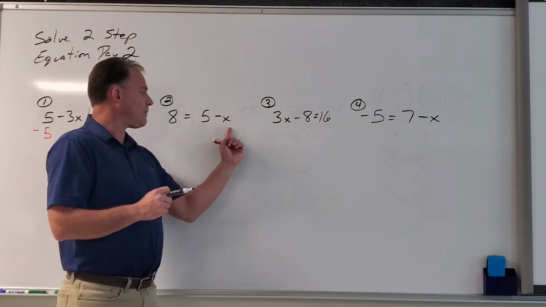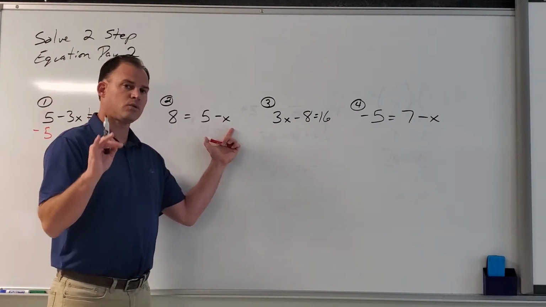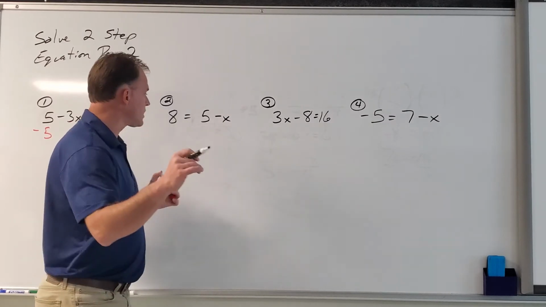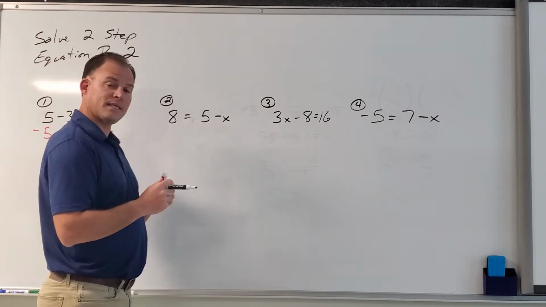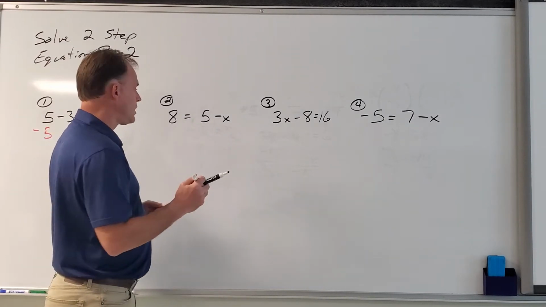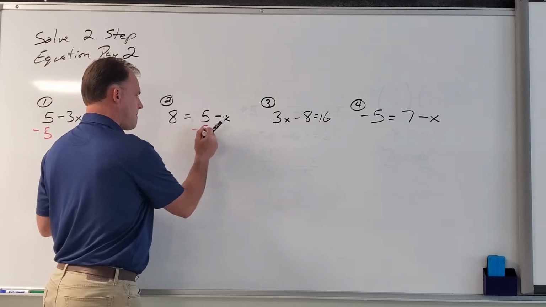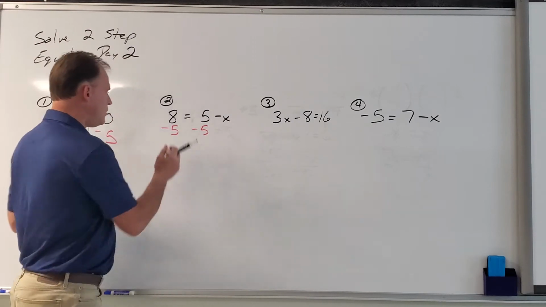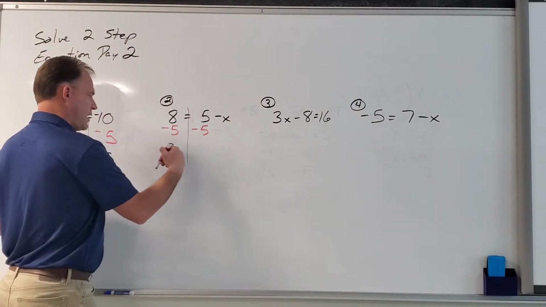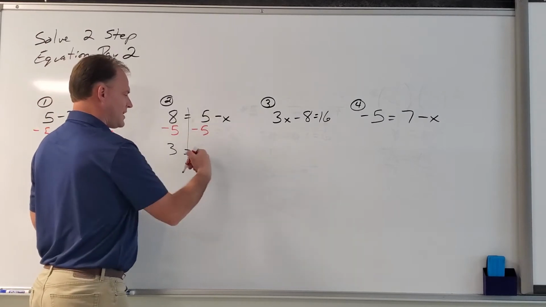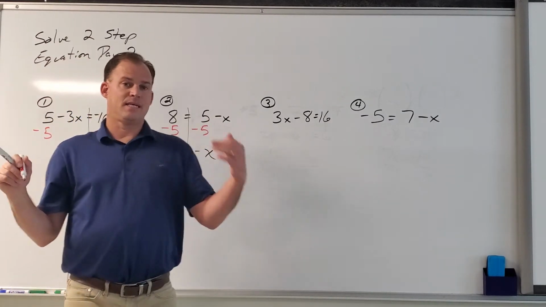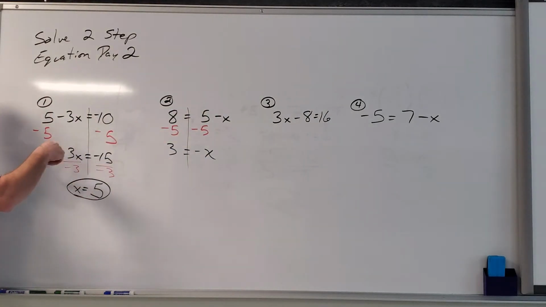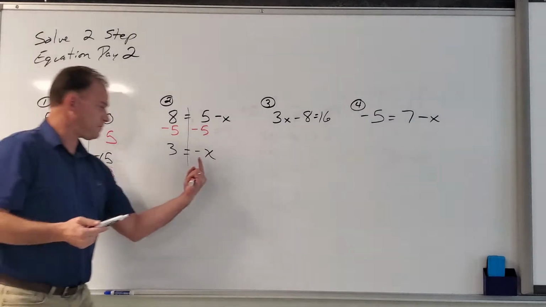Here we go. I've got to get that variable by itself. So I've got 5 minus x. What do you think is the first step to this equation? So the first step to get the variable by itself is minus 5 on both sides. Why? Well, 5 minus 5, positive 3. Now I've got this variable right here as a negative x. So here, it's really easy to see what number's in front of the variable. It's got a negative 3 in front of it.